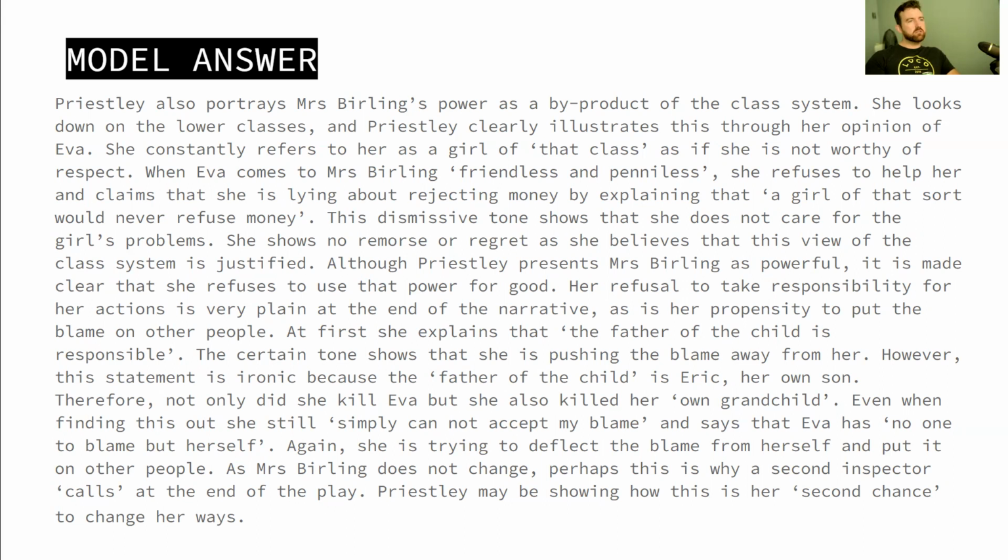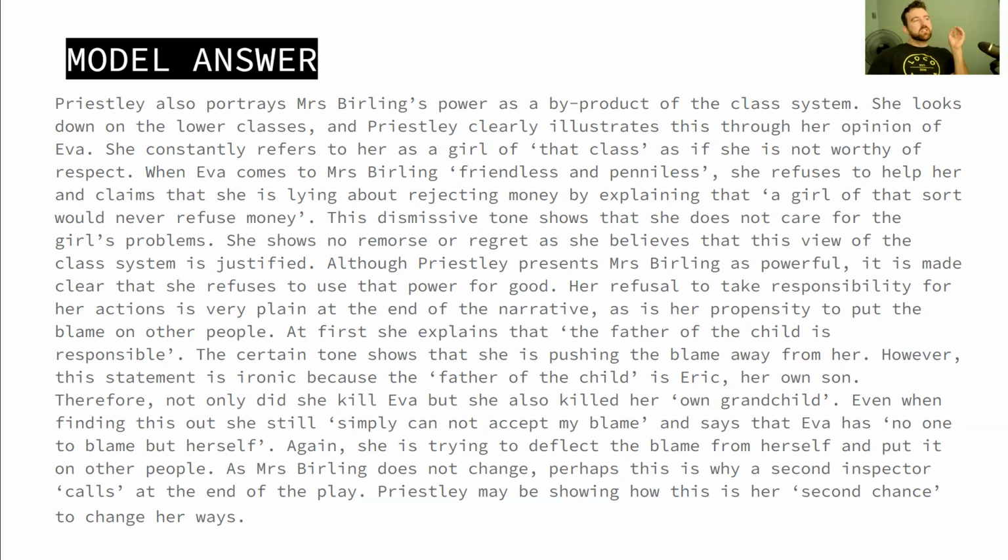Her refusal to take responsibility for her actions is very plain at the end of the narrative, as is her propensity to put the blame on other people. At first, she explains that the father of the child is responsible. The certain tone shows how she is pushing the blame away from her son. However, this statement is ironic because the father of the child is Eric, her own son.